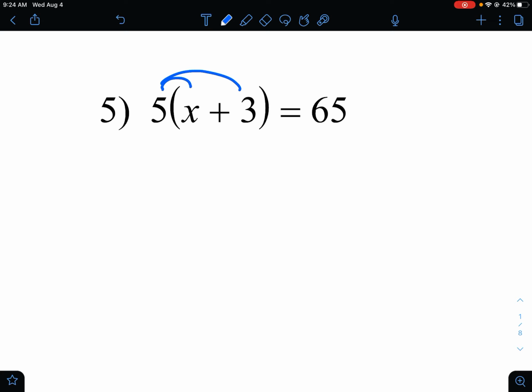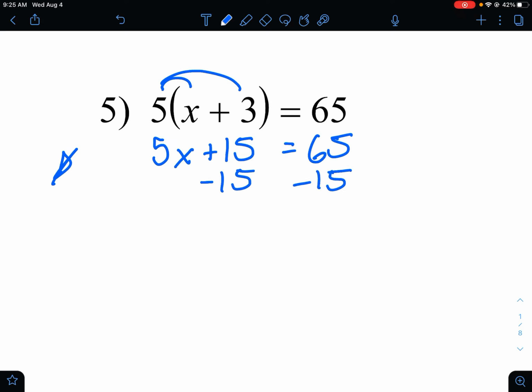So we're going to do 5 times x, which is going to give us 5x, and then 5 times 3, which is going to give us 15. And then we're going to go ahead and solve from there. So what do you think is going to be my first step here to solve? My first step is going to be the opposite of plus 15, which is going to be minus 15. We're going to subtract 15 from both sides, and we get 5x equals, and then 65 minus 15 is going to give us 50. Wow. 50.